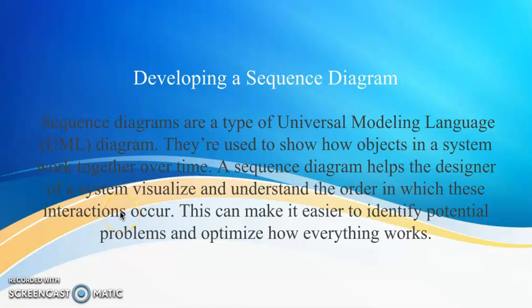So hello guys, we are going to talk about developing a sequence diagram. Sequence diagrams are a type of Unified Modeling Language diagram. It's a UML diagram. They are used to show how objects in the system work together over time. A sequence diagram helps the designer of a system visualize and understand the order in which these interactions occur, and this can make it easier to identify potential problems and optimize how everything works.